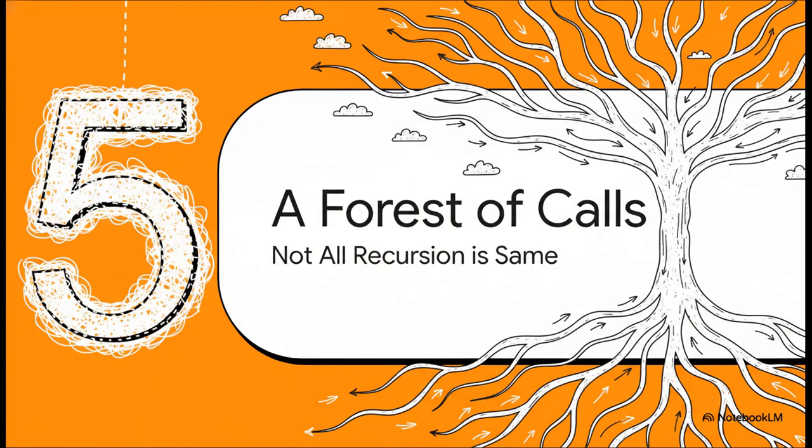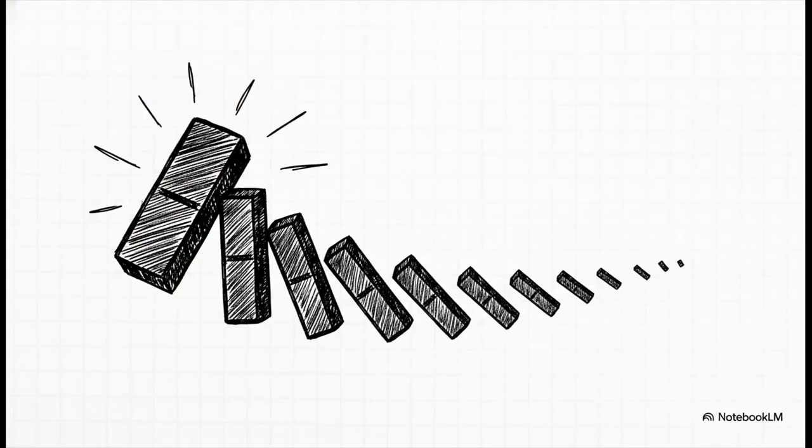So far, our factorial example followed a pretty straight single path. But recursion can be so much more powerful than that. It doesn't always have to be a straight line. Sometimes it branches out into a whole forest. Yeah, the factorial function is a perfect example of what we call linear recursion. Each function call makes, at most, one other recursive call. It really is like a line of dominoes, right, where each one knocks over exactly one more.